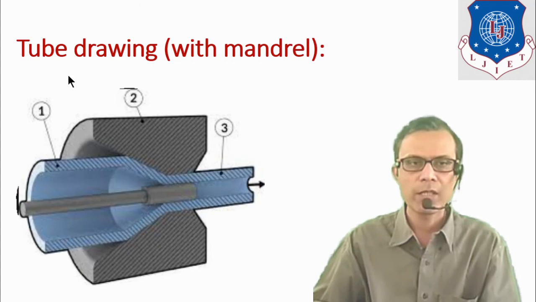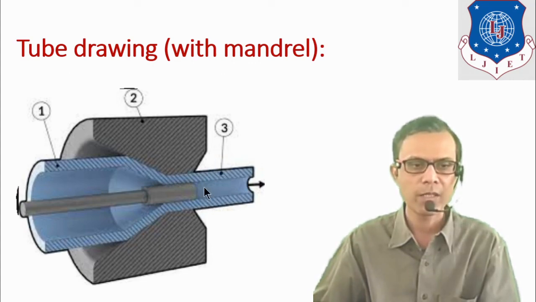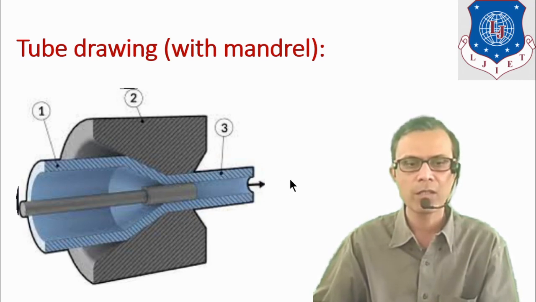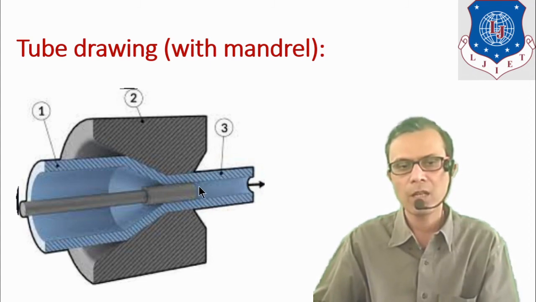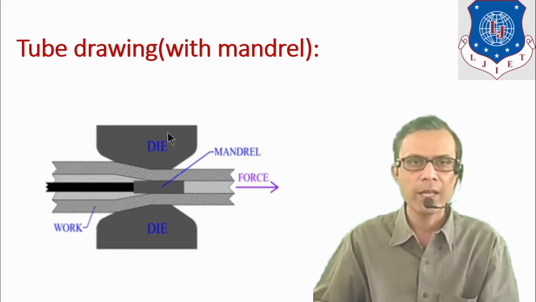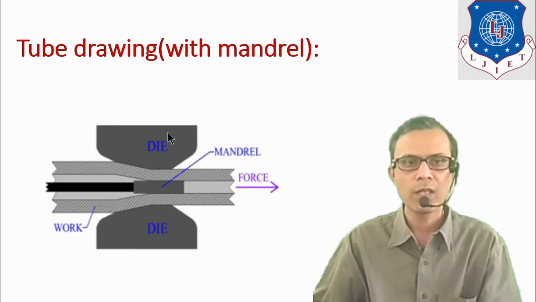This process is tube drawing with a mandrel. You can see here a mandrel is used. As per the diameter of the mandrel, we can set the inside diameter of the tube. In this direction the pulling force is applied and it is coming out in this direction, and as per the diameter of this mandrel, it is the inside diameter of the drawn tube. This is a simplified diagram for the process of tube drawing with a mandrel.